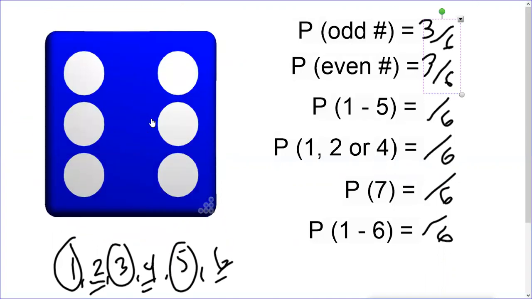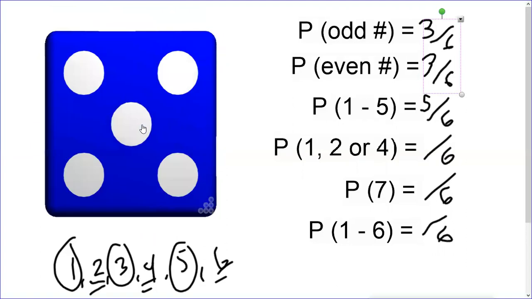What about the probability of rolling a 1 through 5? A 1 through 5, a 1, 2, 3, 4, 5. Well, your desired outcome is any 5 of those numbers out of 6. Well, that's an 83% chance. That is highly likely that this will happen. Let's find out. And it did happen.